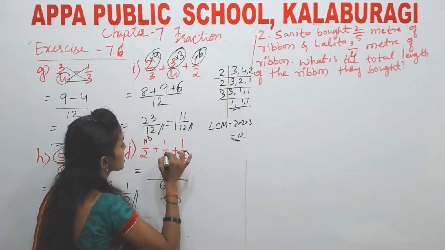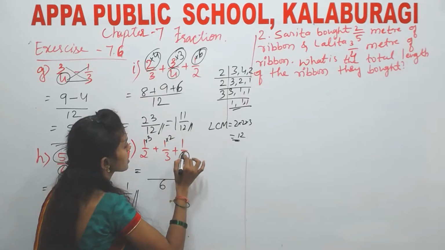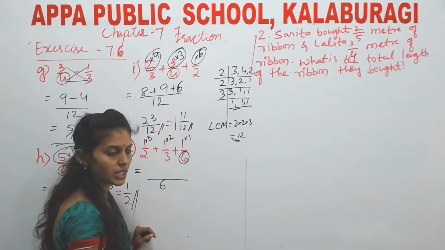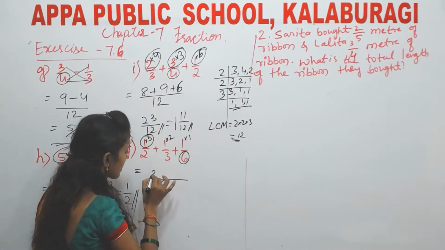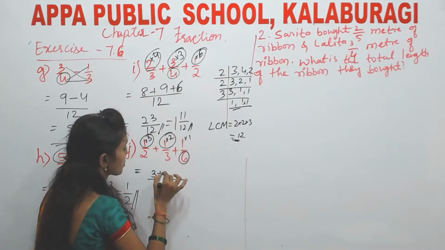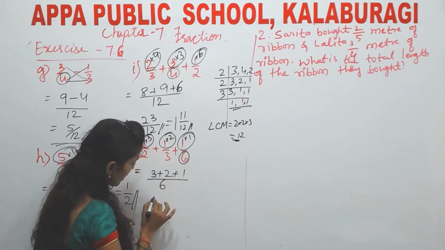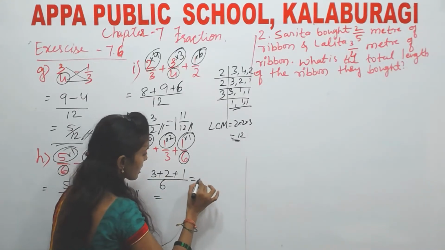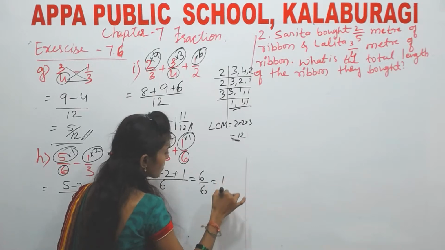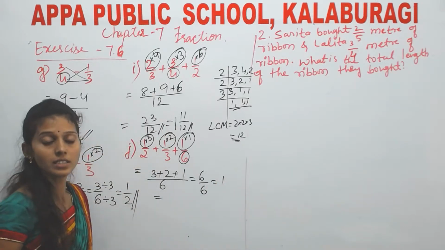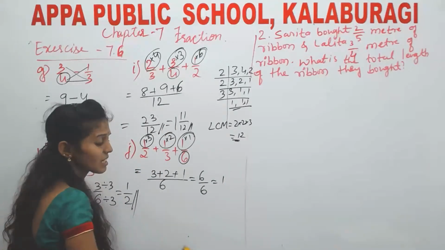2 3s are 6. 3 2s are 6. 6 1s are 6. So 1 3s are 3 plus 1 2s are 2 plus 1 1s are 1. 3 plus 2 is 5. 5 plus 1 is 6. I'll write here 6 by 6. It is nothing but 1. Got it? Very easy, isn't it?